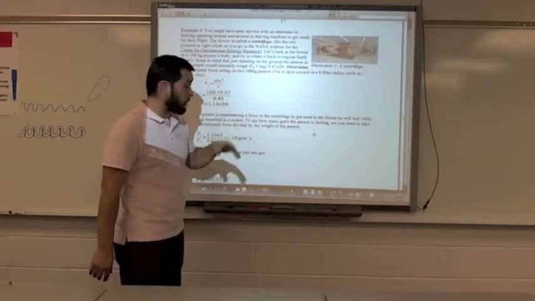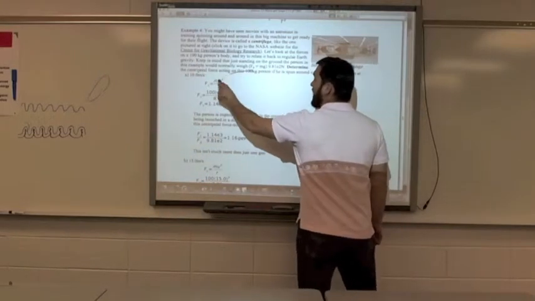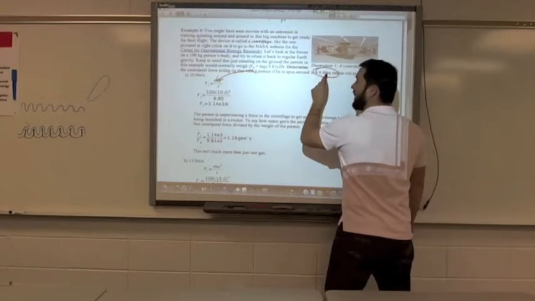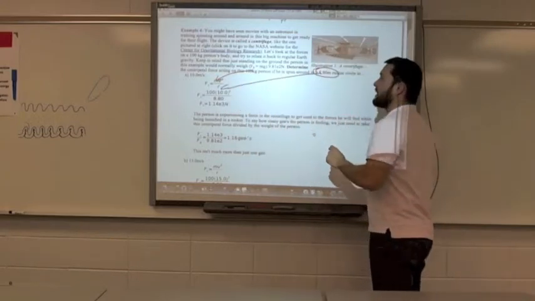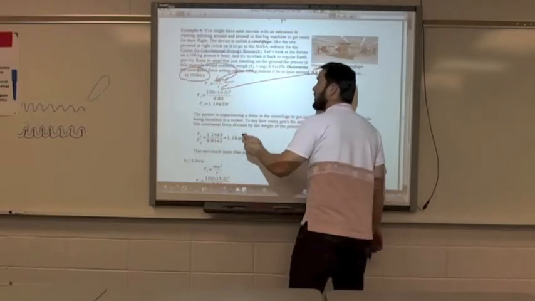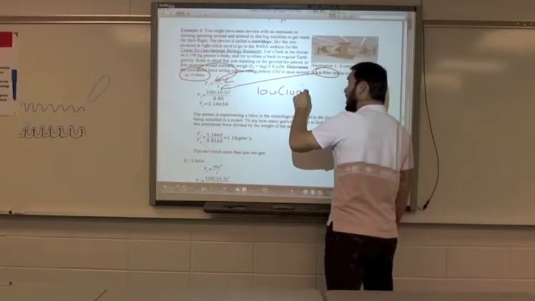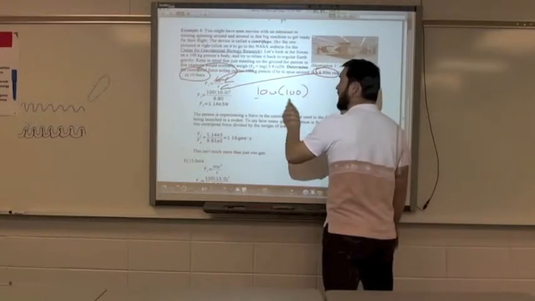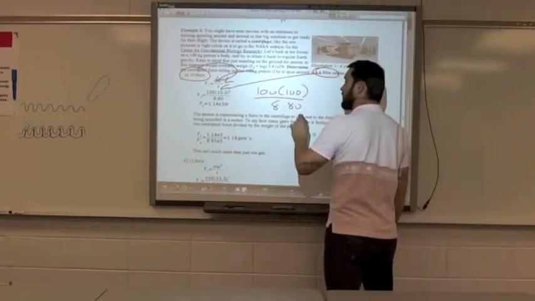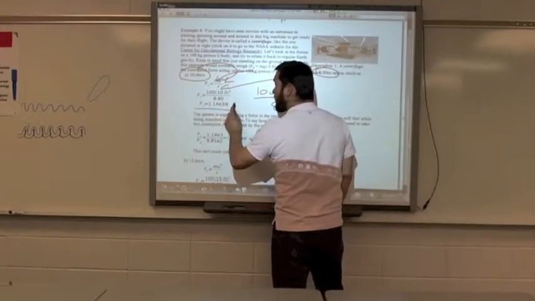So what's the centripetal force? F is equal to mv squared over r. We have our mass of 100 kilograms, our radius of 8.8 meters, and our velocity of 10 meters per second. So 100 multiplied by 10 squared, which is going to be 100, divided by 8.80. We do that, and we get 1.14 times 10 to the third newtons.